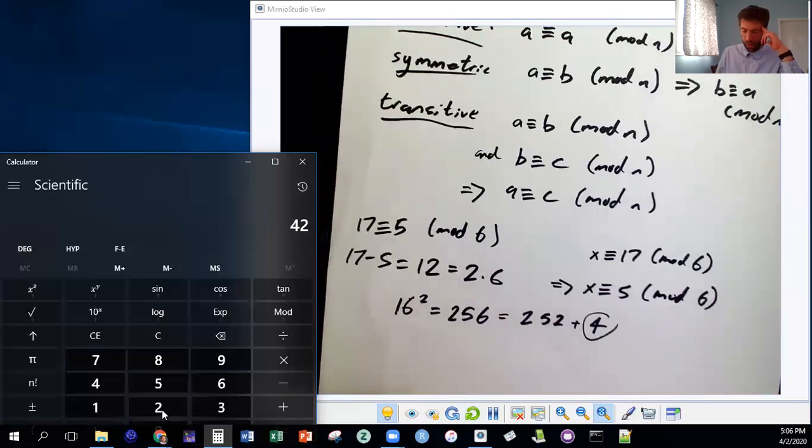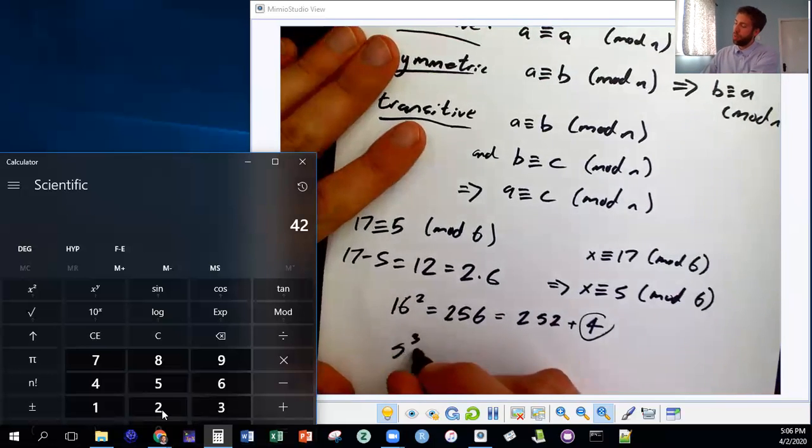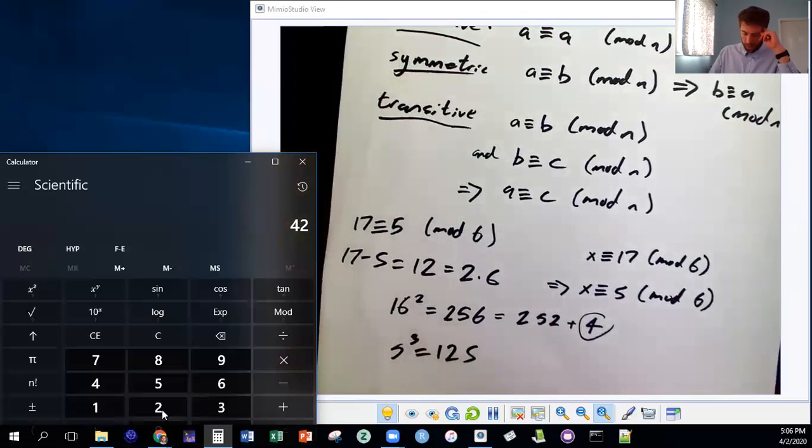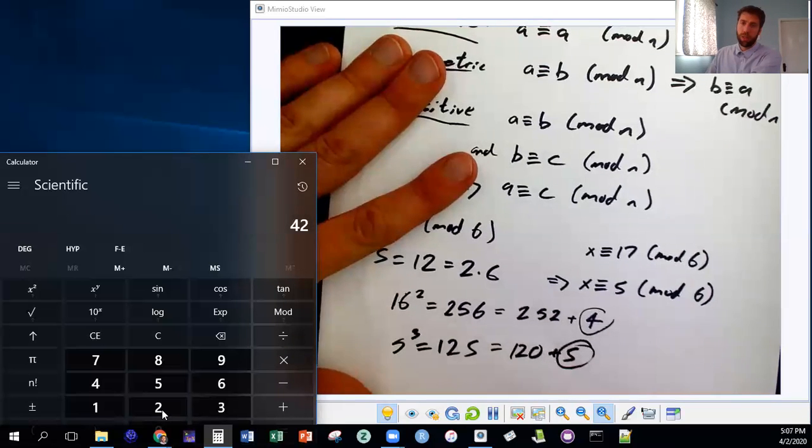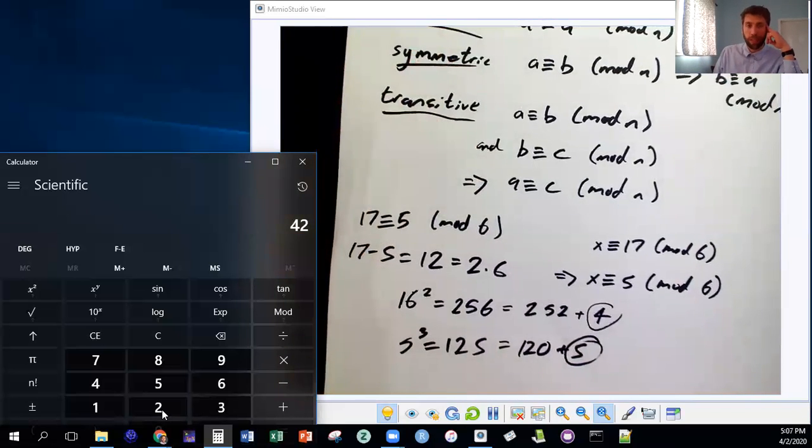And then 5 cubed. 5 cubed equals 125. Modulo 6. So 120 is a multiple of 6, so this is 120 plus 5. So then 5 is the remainder, and that's the only remainder between 0 and 5. So that completes preview activity 2.